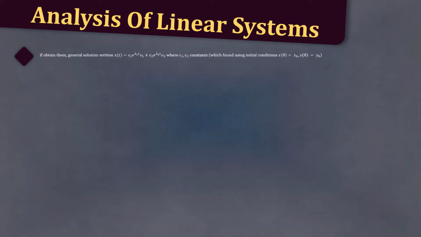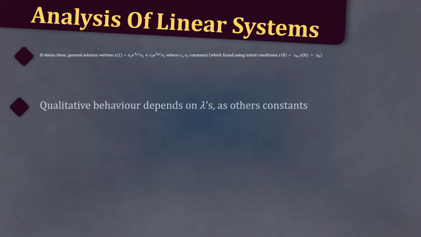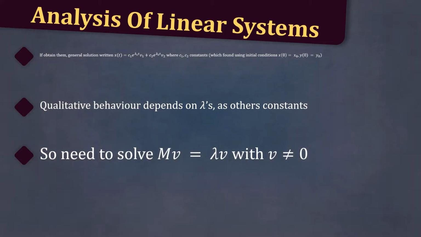If we've obtained them, then the general solution can be written x of t is equal to c1 e to the lambda1 t times v1 plus c2 e to the lambda2 t v2, where c1 and c2 are constants, which can be found using the initial conditions x of 0 is equal to x0 and y of 0 is equal to y0. The qualitative behaviour depends on the lambdas, as the others are just constants. So we need to solve Mv is equal to lambda v with v not equal to 0.